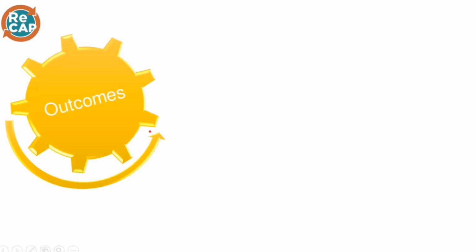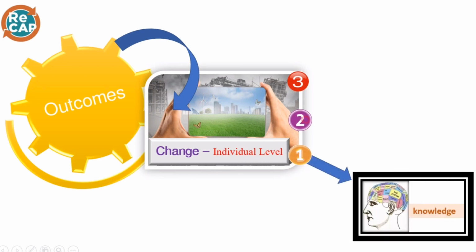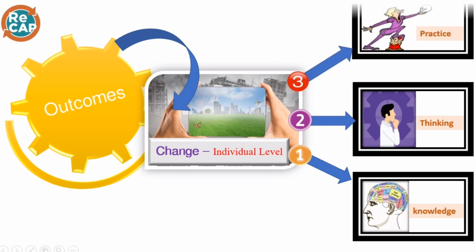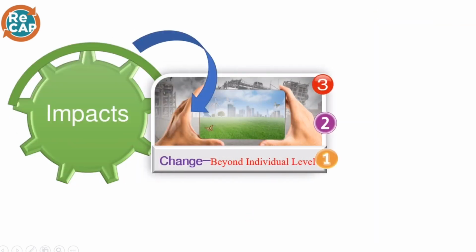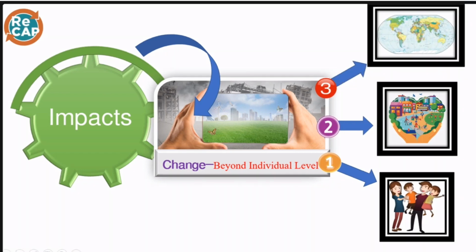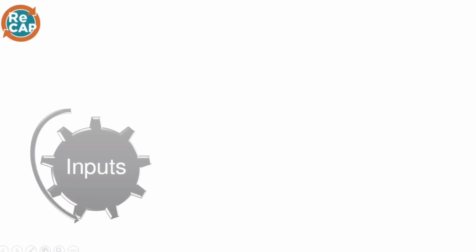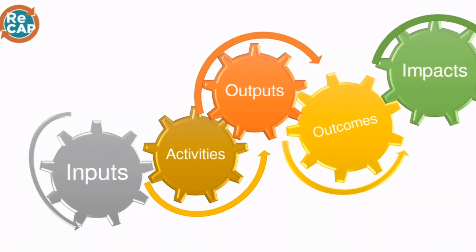And outcome is the change at the individual level, which we focus on changes in knowledge, perception, and practice. While impact focuses more on the change at the family level, community, and country. So in summary, in a project we have inputs, activities, outputs, outcomes, and impacts.